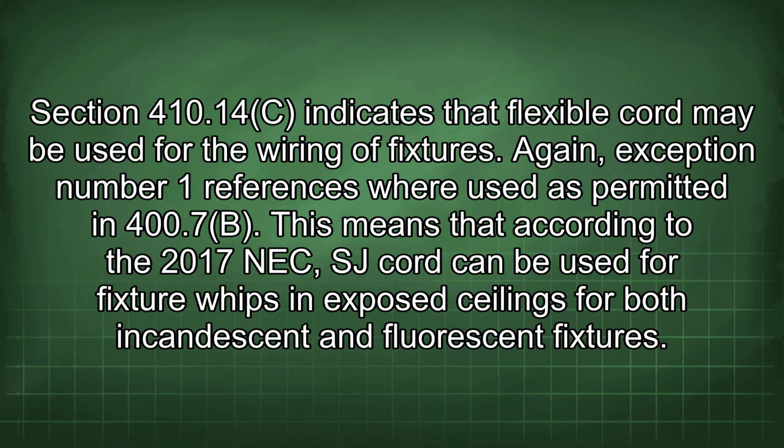Section 410.14(C) indicates that flexible cord may be used for the wiring of fixtures. Again, exception number 1 references where used as permitted in 400.7(B). This means that according to the 2017 NEC, SJ cord can be used for fixture whips in exposed ceilings for both incandescent and fluorescent fixtures.